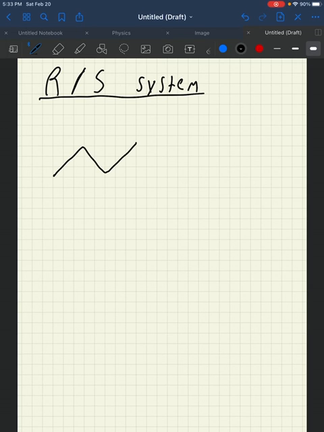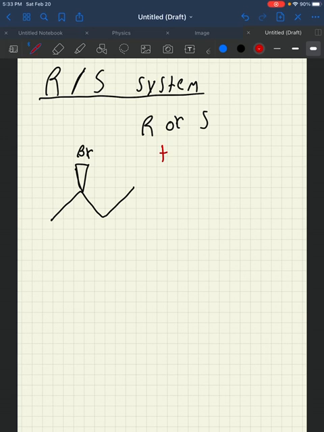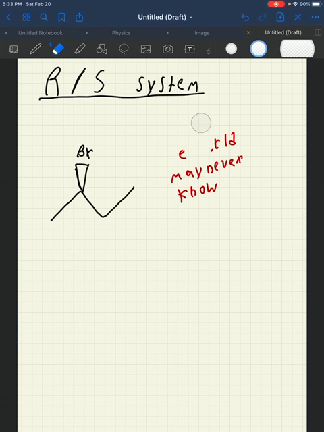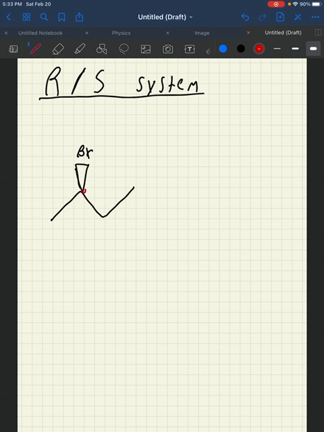Boom, boom, boom. I got a bromine. Now, is this R or S? Well, the world may never know. Actually, I'm joking. The world is going to know, because I'm going to teach you how to do it. And you guys are going to be chemical badasses after learning how to do this. So, we know this is a stereocenter because I just taught you that. And I know you guys are smart and remember that.